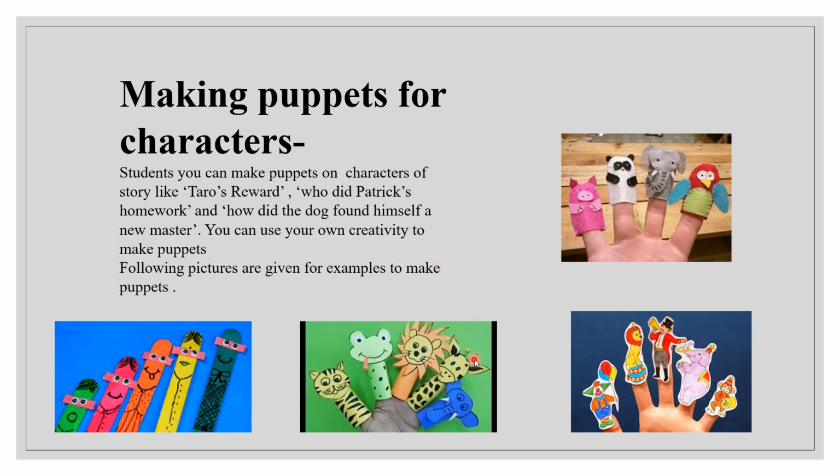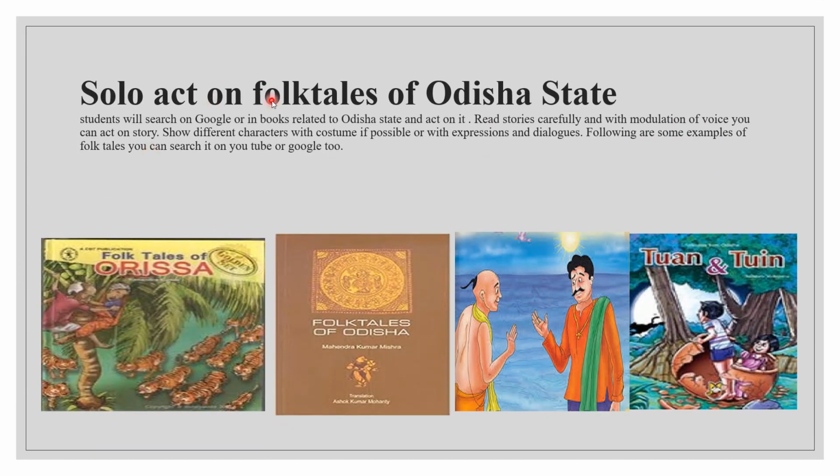Now let's see the next activity. Solo act on folk tales of Odisha state. Why have we taken Odisha state, students? Because on the NCERT platform, where we in the CBSE board are following NCERT, our CBSE board has told us that we have got Odisha state to know their culture, their background, their people, their dance form, their art, different things. And they are learning our culture, meaning Maharashtra state culture.